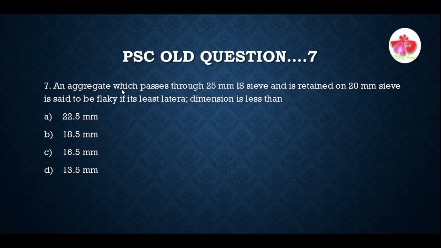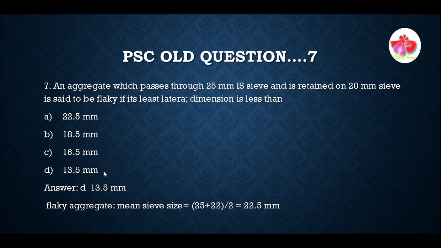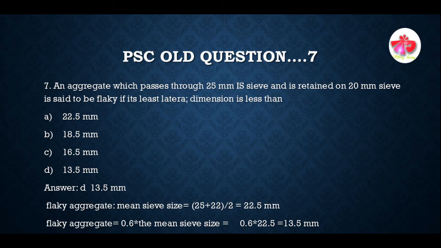Since the aggregate is passing through 25 mm and is retained on 20 mm, the mean of these two sizes, that is 25 and 20 mm, comes out to be 22.5 mm, and we shall just multiply 22.5 mm with the definition, that is 3/5 of mean sieve size. 0.6 into 22.5, and our answer will come out to be 13.5, that is option D. So we just calculate the mean sieve size and multiply it with 3/5, that is 0.6.